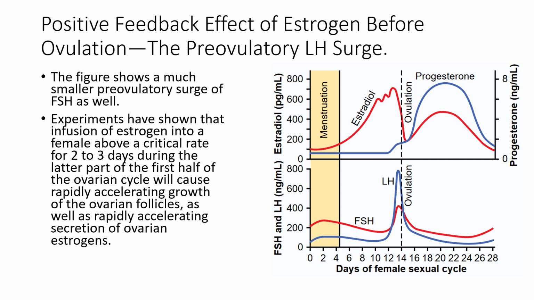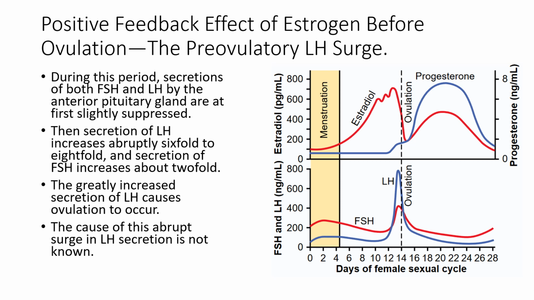Experiments have shown that infusion of estrogen into a female above a critical rate for 2 to 3 days during the latter part of the first half of the ovarian cycle will cause rapidly accelerating growth of the ovarian follicles, as well as rapidly accelerating secretion of ovarian estrogens. During this period, secretions of both FSH and LH by the anterior pituitary gland are at first slightly suppressed. Then secretion of LH increases abruptly 6-fold to 8-fold, and secretion of FSH increases about 2-fold. The greatly increased secretion of LH causes ovulation to occur. The cause of this abrupt surge in LH secretion is not known.